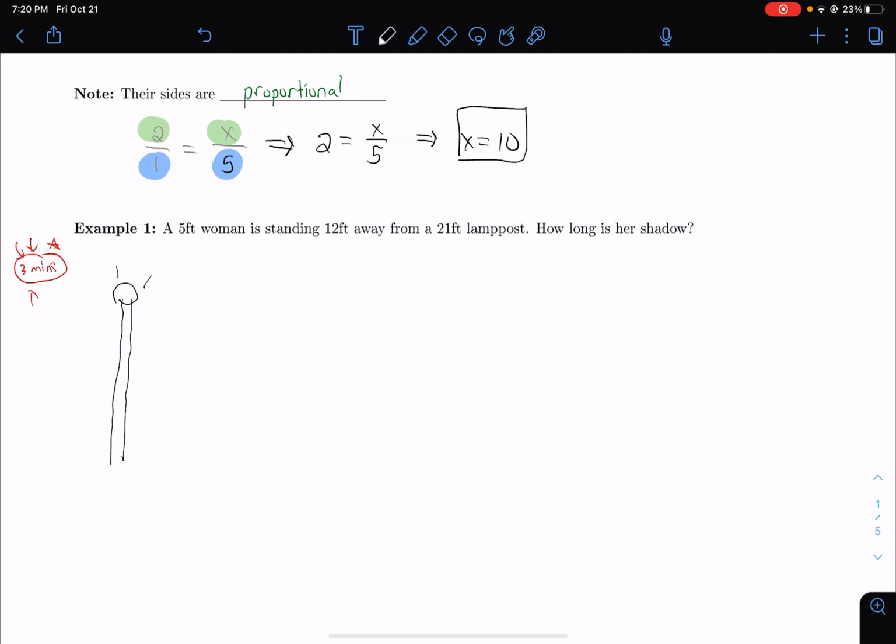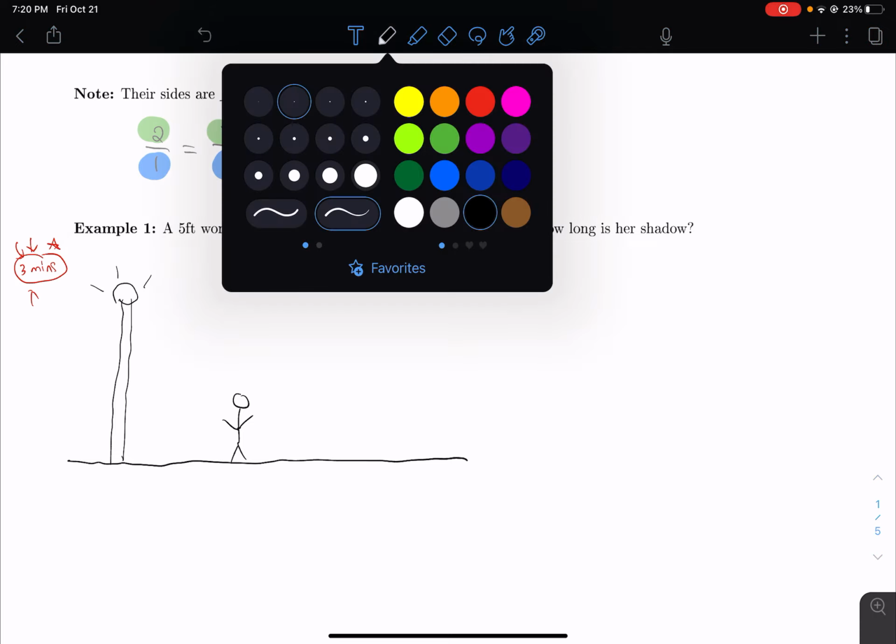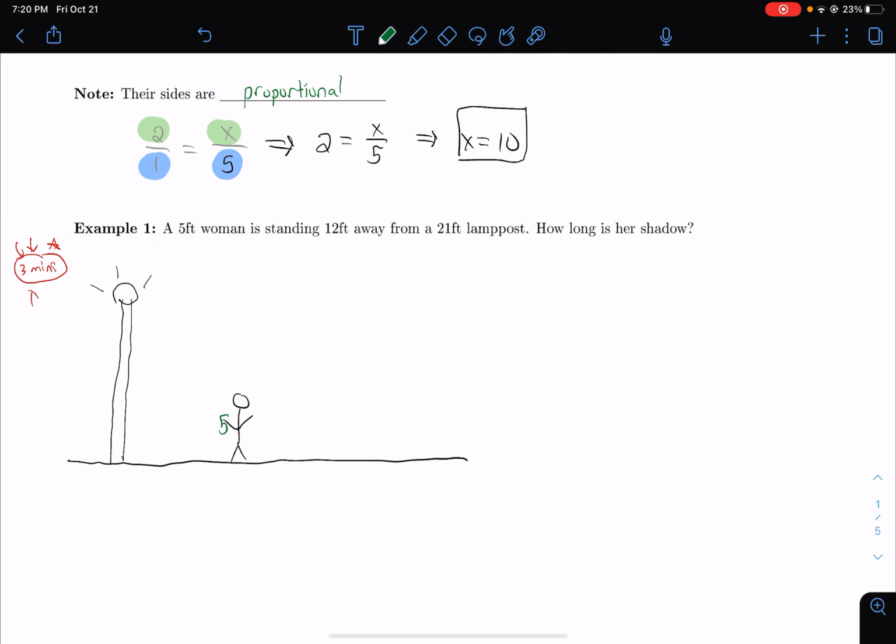Light is emanating from this lamppost, and this is on the ground. Then some distance away from the lamppost, we have this woman. We know the height of the woman is 5 feet. We know the height of the lamppost, that's 21 feet.